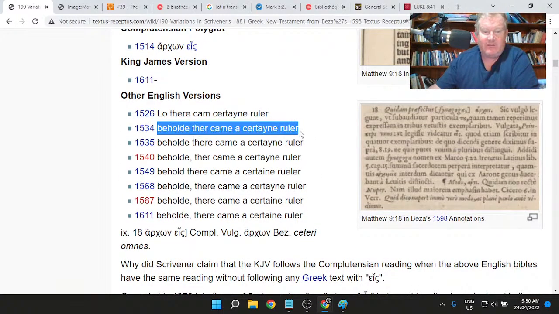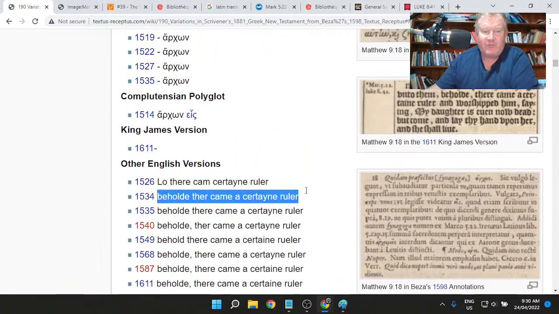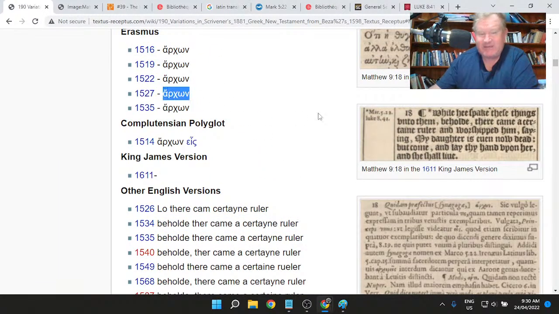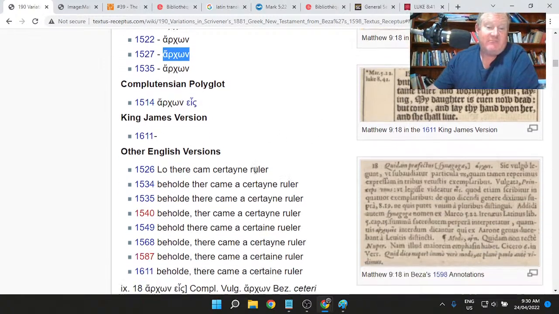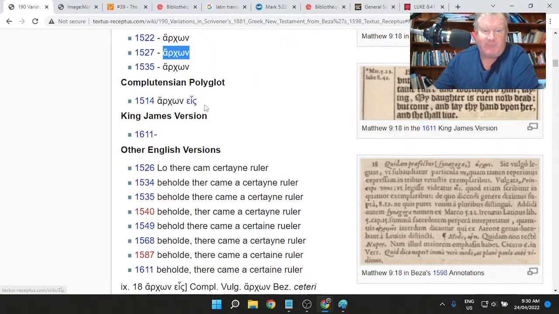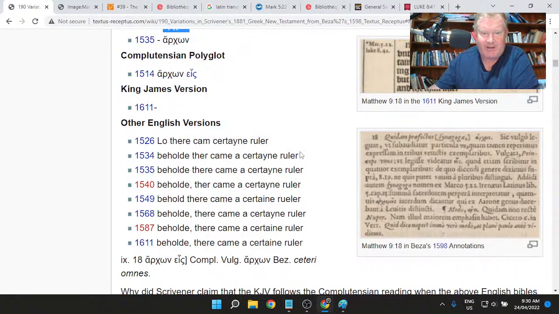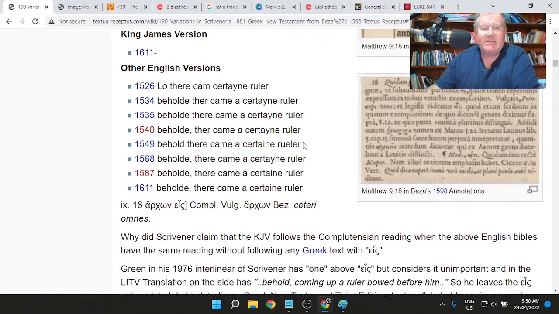Again, Tyndale: behold, there came a certain ruler. And so by then he would probably have been looking at Erasmus's other editions. And no doubt these guys knew the Complutensian polyglot, but this reading isn't in there. And they don't have marginal notes pointing to, oh, we've gone with this other reading. So all the English versions have a certain ruler, a certain ruler, a certain ruler, all the way down to the 1611, which has certain ruler.